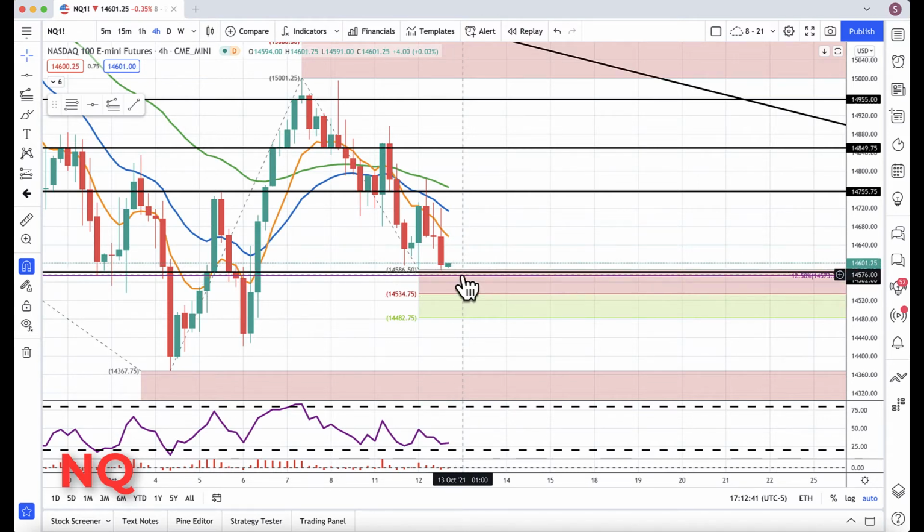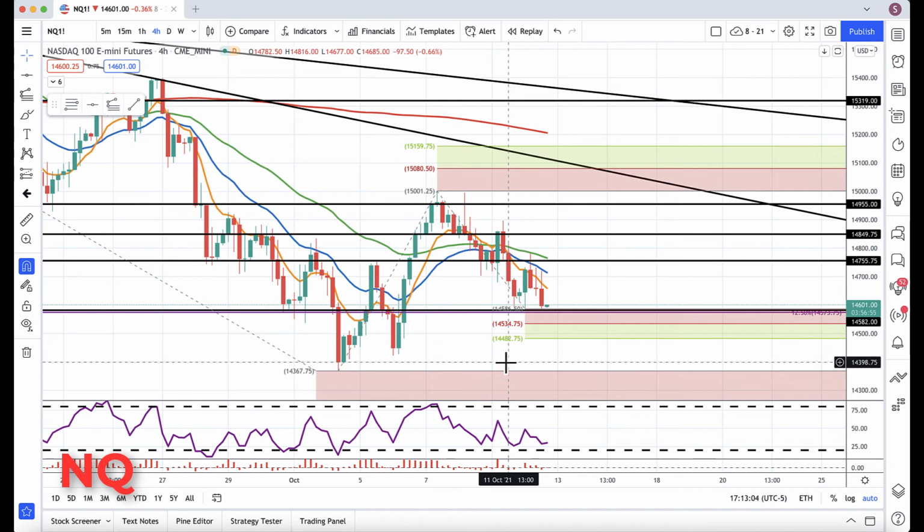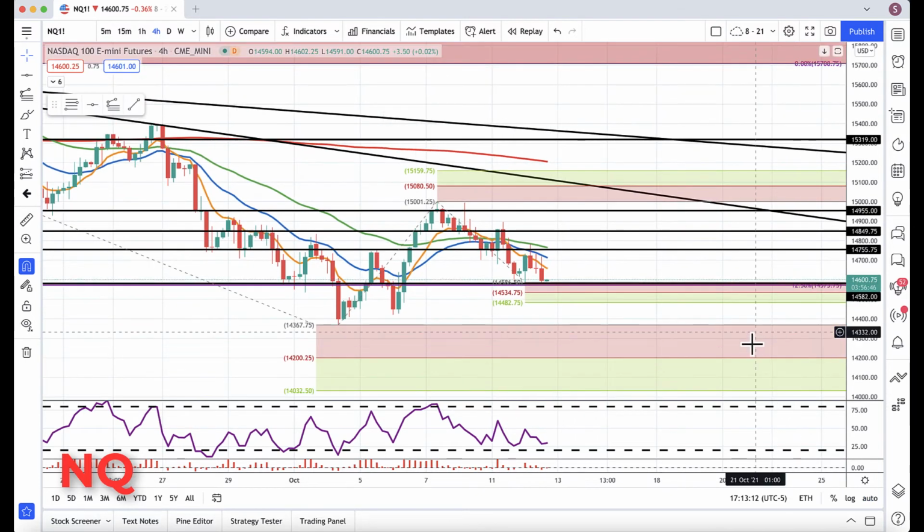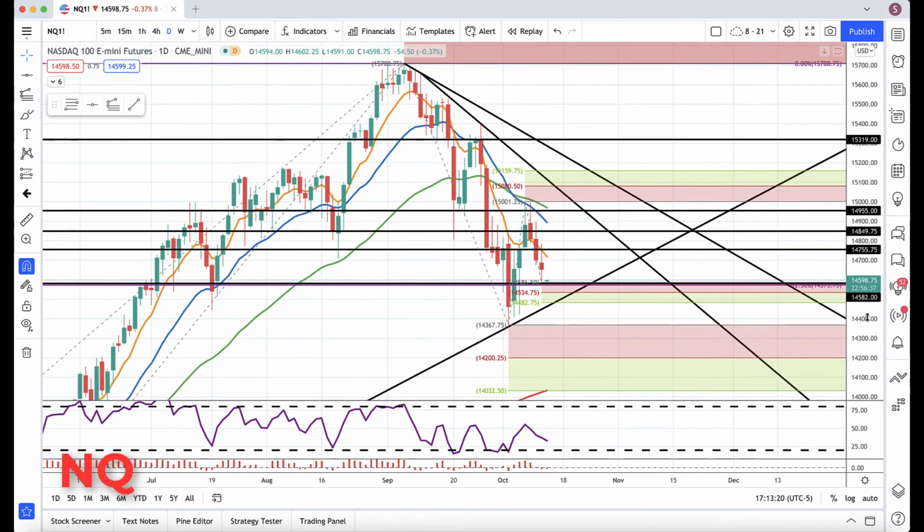My support zone, which we're trading at right now, is about 14,576 to 14,585. If we start breaking below that, I'm targeting 14,534 and 535, and then 14,483. If we get below that, I'm watching really down towards this 14,400. And then below that, we still have the same levels in place, 14.2 and then 14.032.